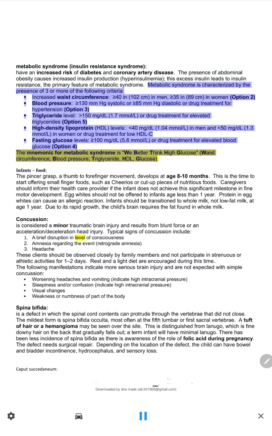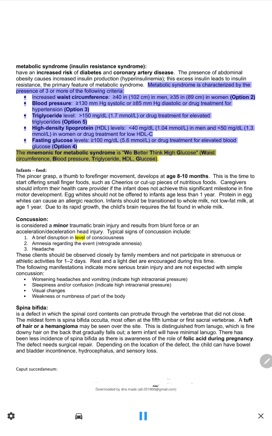Blood pressure is greater than or equal to 130 millimeters Hg systolic or greater than or equal to 85 millimeters Hg diastolic, or drug treatment for hypertension. Triglyceride level greater than 150 milligrams per deciliter, 1.7 mmol/L, or drug treatment for elevated triglycerides.